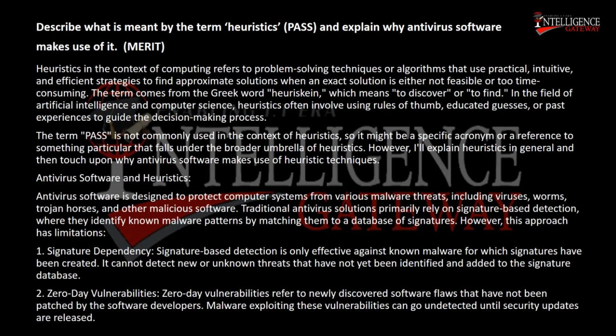Signature dependency. Signature-based detection is only effective against known malware, for which signatures have been created. It cannot detect new or unknown threats that have not yet been identified and added to the signature database. Zero-day vulnerabilities. Zero-day vulnerabilities refer to newly discovered software flaws that have not been patched by the software developers. Malware exploiting these vulnerabilities can go undetected until security updates are released.